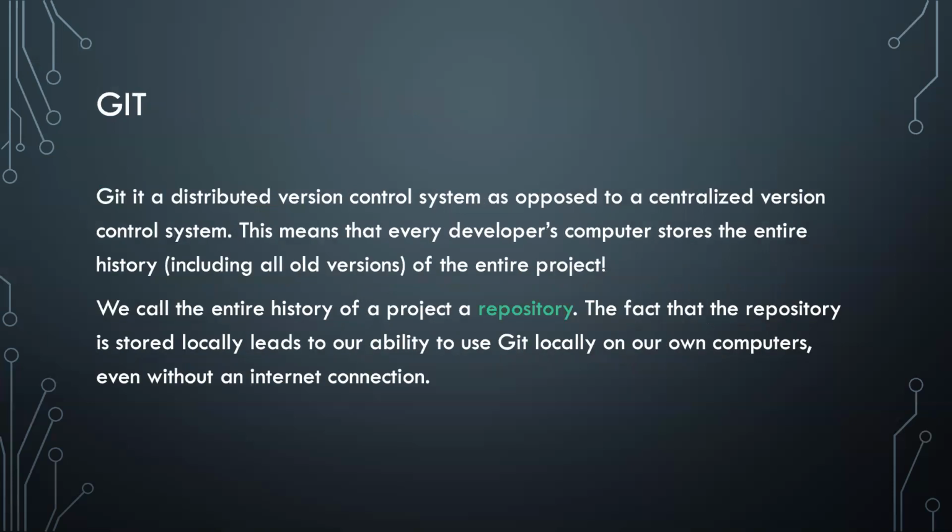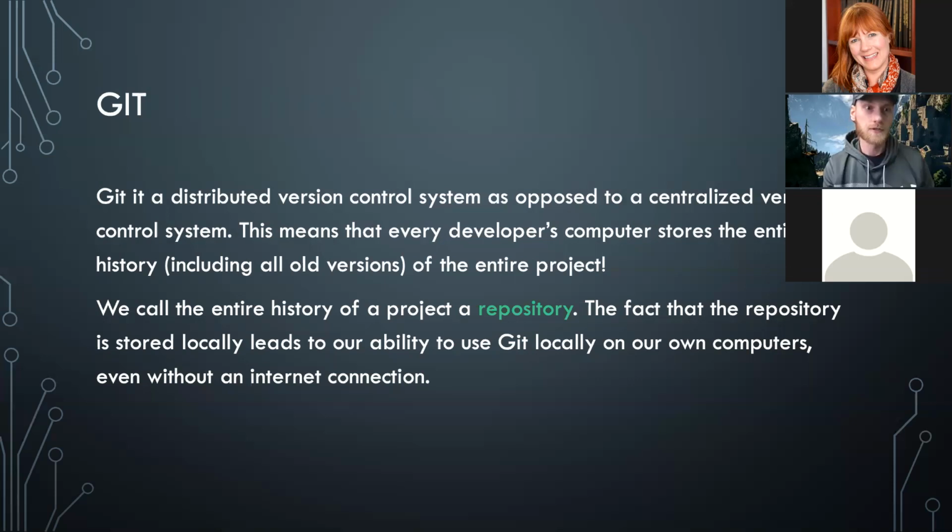So Git is a distributed version control system, as opposed to a centralized one. That means every developer's computer stores the entire history of all the old versions of your project. We call the entire history of a project a repository. So the fact that a repository is stored locally means that we can use Git on our computers without any internet connection.